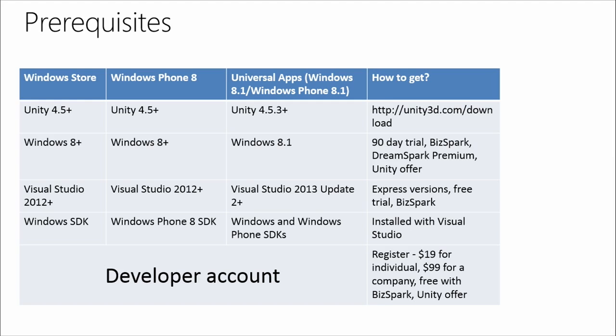Now, Universal Apps is a new concept that was introduced earlier this year, in the spring. Unity 4.5.3 is the version that supports exporting to Universal Apps, and that's live now. You can go download that on the Unity website. That does require Windows 8.1 and Visual Studio 2013 Update 2 or greater. I think we're on Update 3 now. The SDKs get installed with Visual Studio. We'll cover what Universal Apps are in just a few minutes.